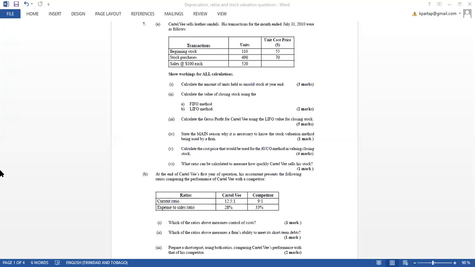And then for part B now, at the end of Cartel V's first year of operation, his accountant presents the following ratios comparing the performance with a competitor. So they're asking you which of the ratios above measure control of cost. Right, so we're looking at current ratio and the expense to sales ratio. So go back in yesterday's work and you will see the different ratios.